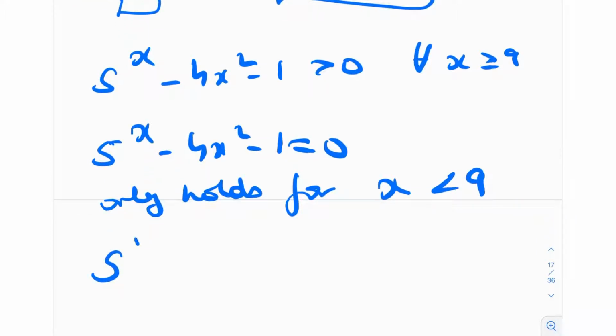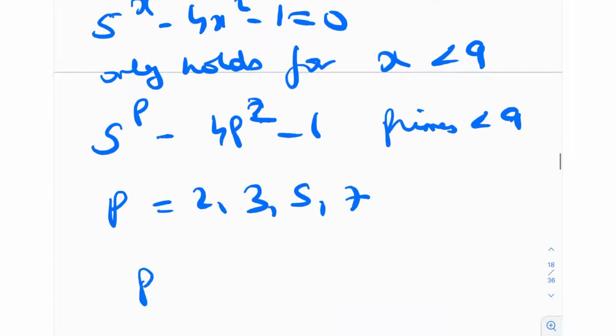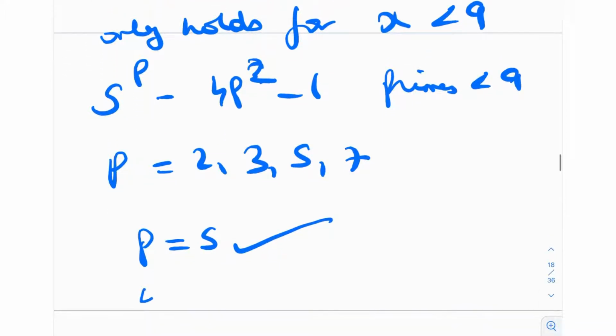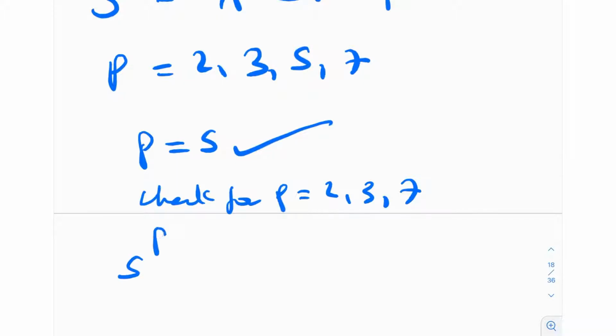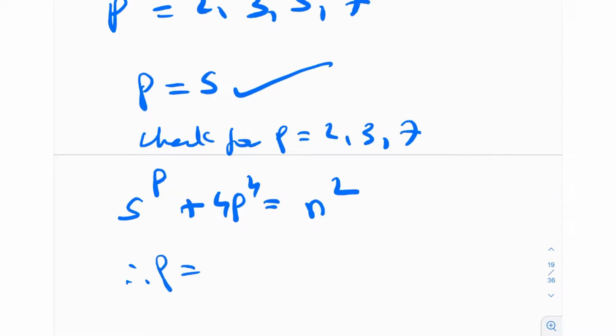But since we have the prime p, this will only hold for primes less than 9. So this can only hold for 2, 3, 5 and 7. P is equal to 5, we have already checked. So all you really need to do up till this point is maybe check for p is equal to 2, 3 and 7. And I'll leave that up to you because it's really easy to just plug in. All you really need to do is plug it into this and check if this actually becomes a perfect square or not. And let me just tell you, it does not, right? Plug in 2, 3, 7. It is not a perfect square for any of these values. So therefore, p is equal to 5 is the only solution.